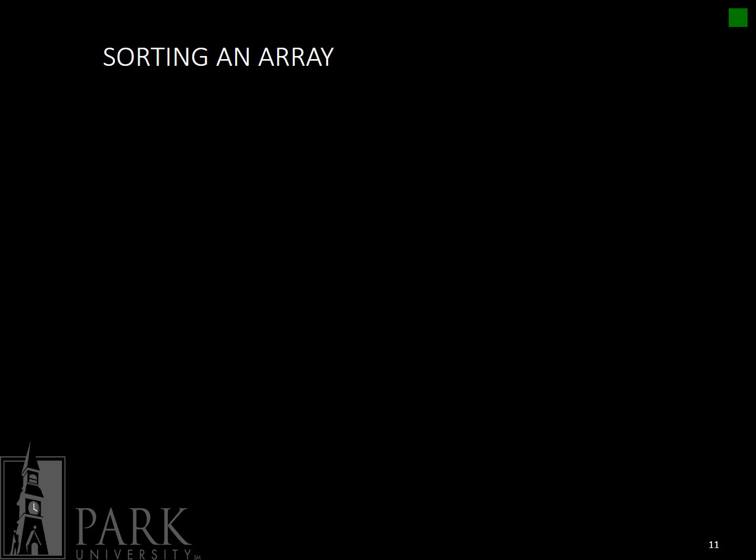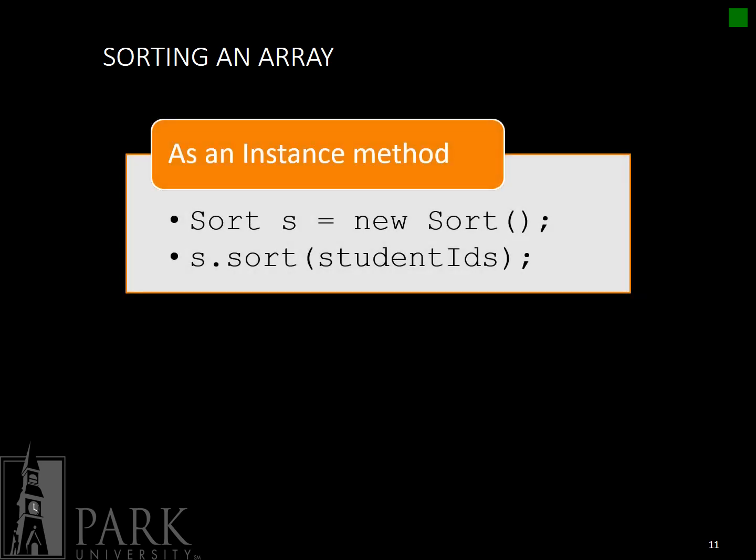So let's do a quick recap of class versus instance methods. If you make the sort method an instance method, then you are required to instantiate the sort method's enclosing class prior to calling the sort method. For example, assuming the enclosing class is named sort, then we would have to make an object called s of type new sort, and then we could call s.sort student IDs. And s really isn't doing anything. We're not using it to store anything. We're just creating it so we can use its methods.